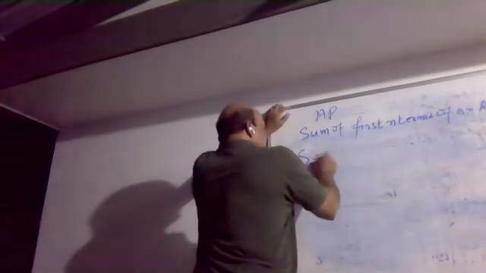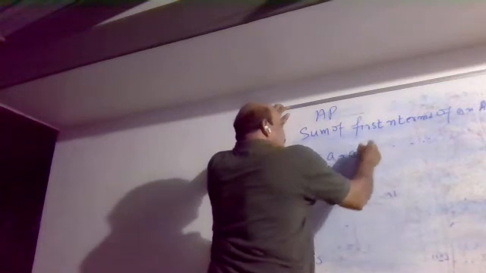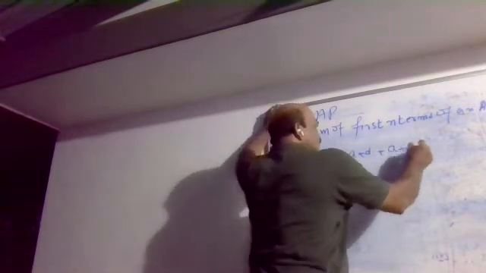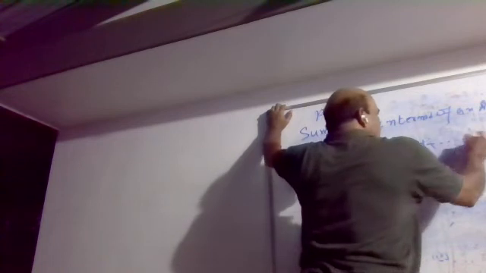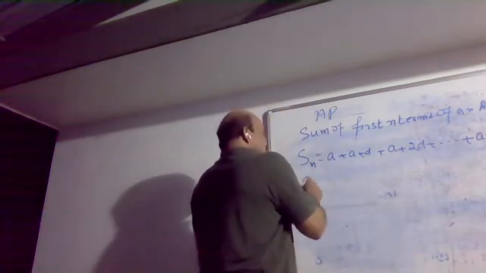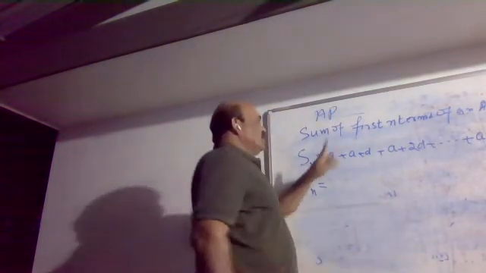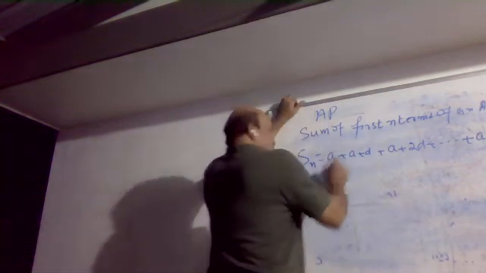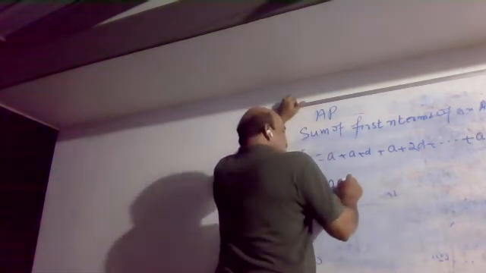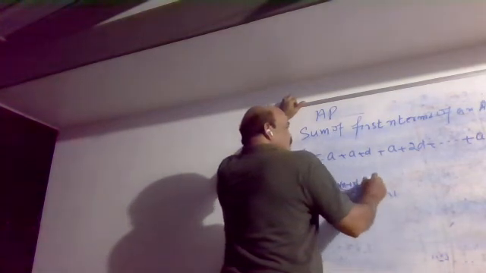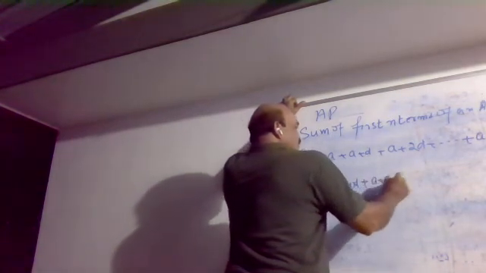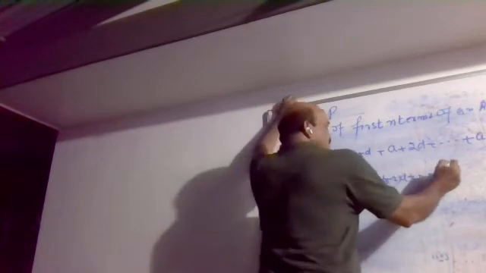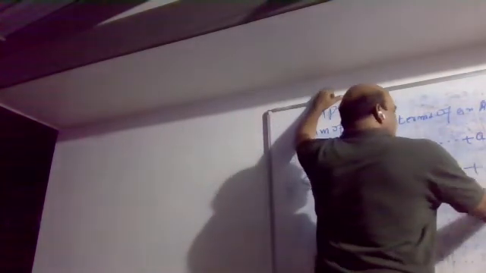Sn is equal to a plus d plus a plus 2d plus etc. The last term is a plus n minus 1 into d. You write Sn, then write the last term first, then the next term. The last term is a plus n minus 1 into d, plus a plus n minus 2 into d, plus etc. The last term is a.